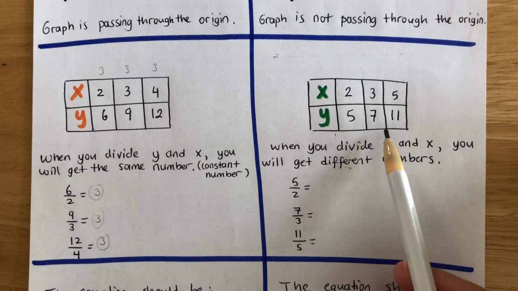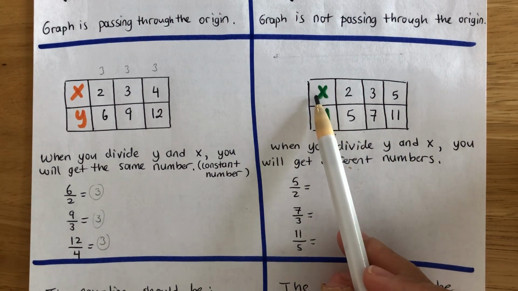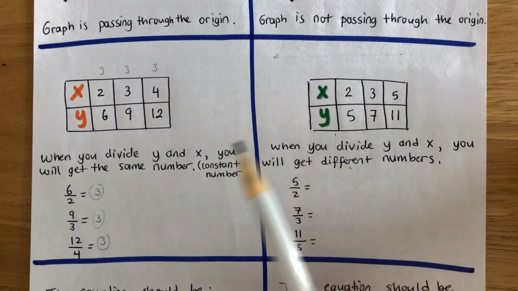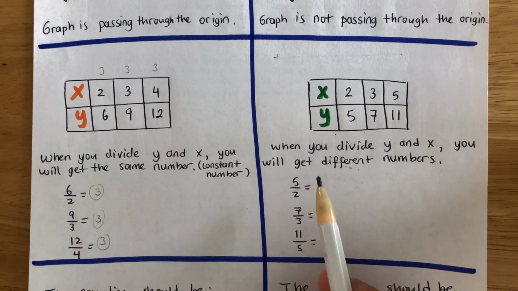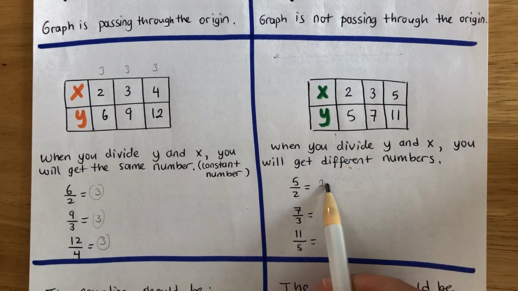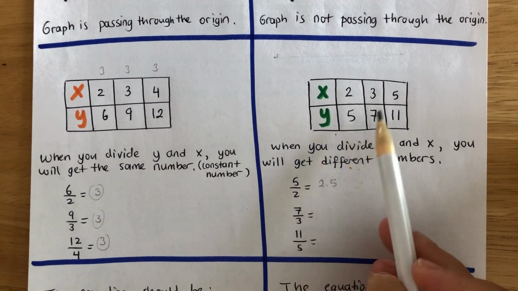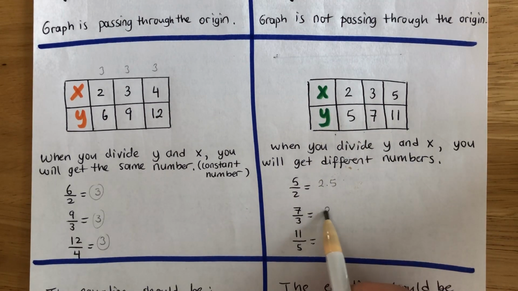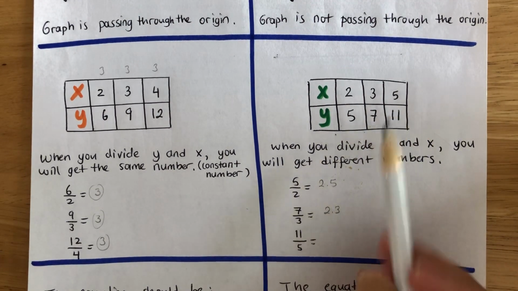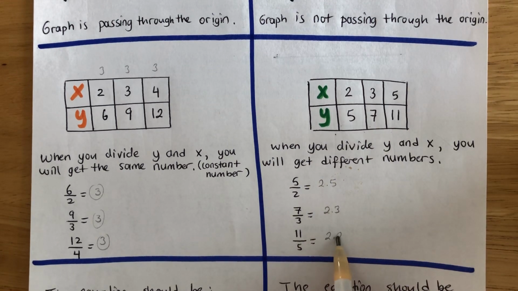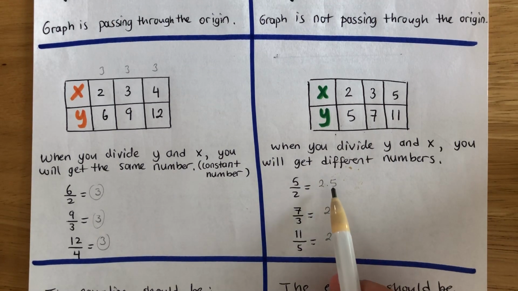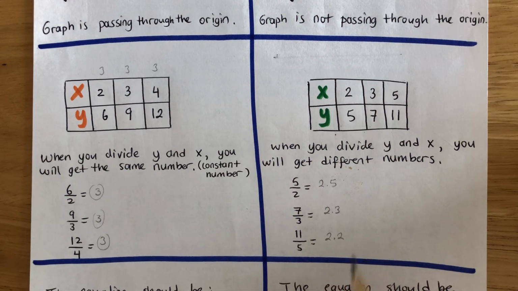Let's talk about this one. y divided by x. 5 divided by 2. You can use a calculator. We are able to use it. 5 divided by 2 is 2.5. 7 divided by 3 is 2.3. 11 divided by 5 is 2.2. As you can see, it's not constant. It's not the same number. We have different numbers, so it's not proportional.